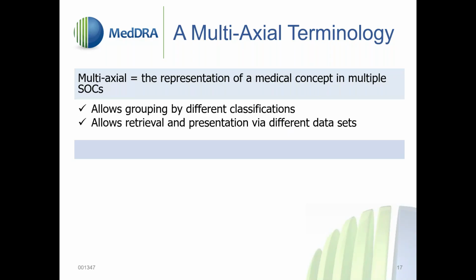You will find PT dyspnea under both system organ classes, one based on its manifestation site, but also based on the etiology of the condition. This now allows for data presentation and analysis based on different medical considerations, depending on your area of interest and also product-specific considerations.